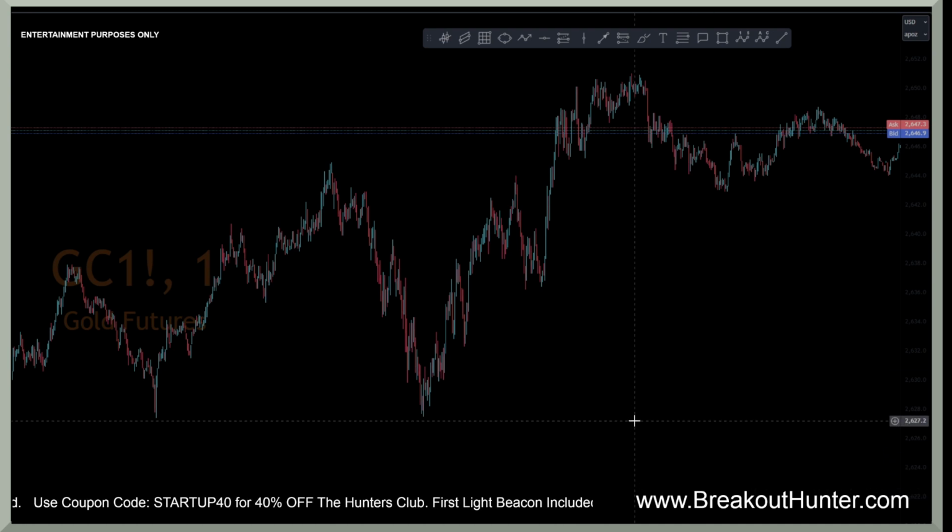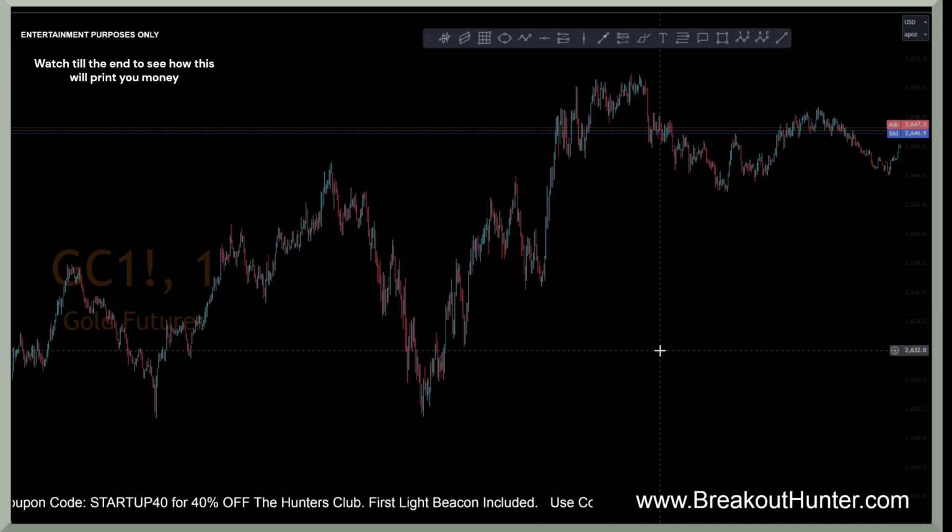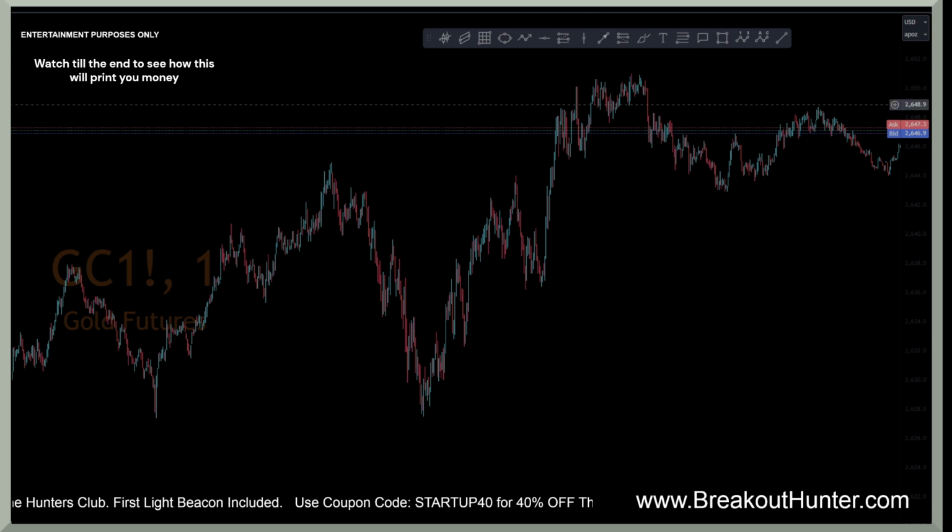All right, so we're going to go over how to catch the US session opening range breaks. A lot of people call this the 15-minute range. Some people use 5 minutes, whatever. The indicator does this for you.